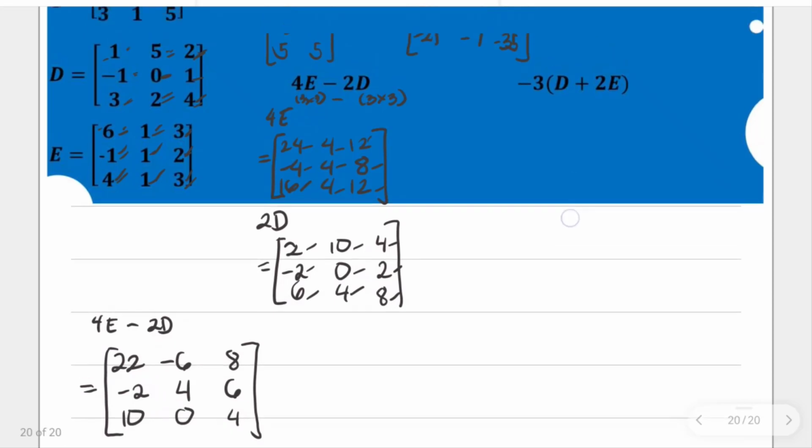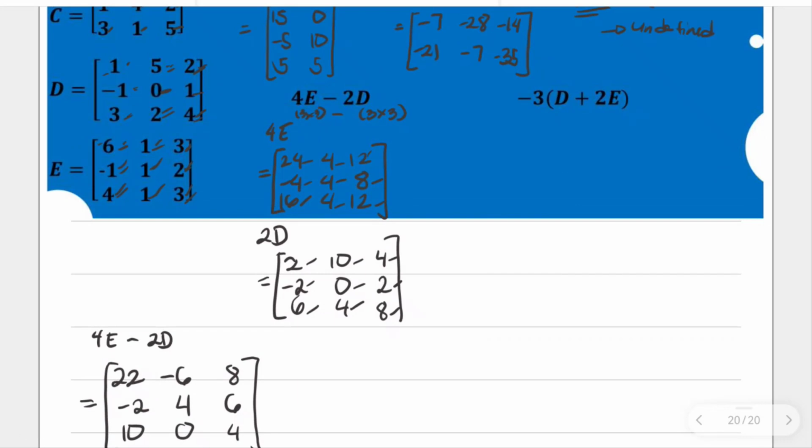Next is the last item here, negative 3 times the result of D plus 2E. So let's start with 2E first. Of course, you start with the grouping symbol, so multiplication inside before the multiplication outside. So 2E: 2 times 6 is 12. 2 times 1 is 2. 2 times 3 is 6. And the rest, negative 2, 2, 4, 8, 2, and 6. So we have all of these for our 2E.